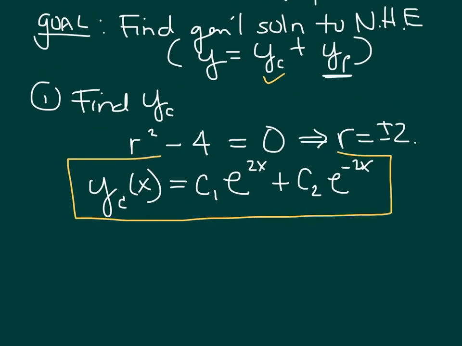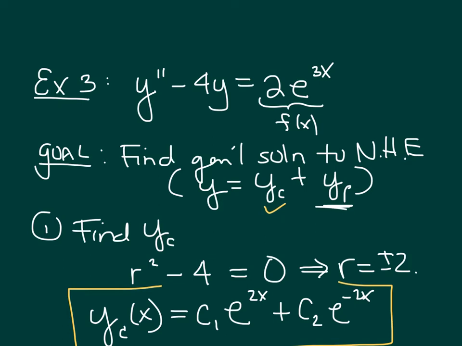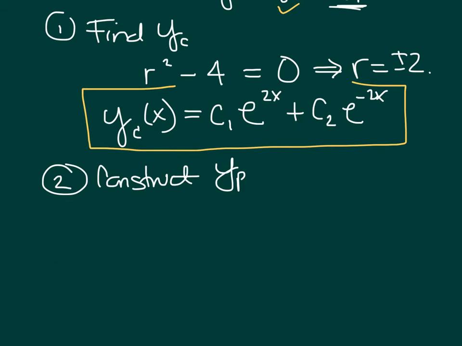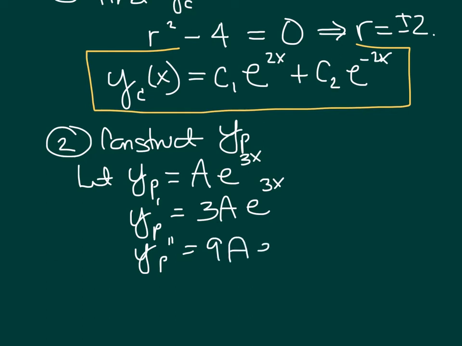And now I want to construct this y sub p. And again, we want the same form as our f of x. So we have 2 times e to the 3x. So we have this exponential function, so we can use some constant times e to the 3x. So we can choose y sub p to be a, for the constant, times e to the 3x. Well, if we differentiate this, we get 3a e to the 3x, and then differentiate again, we get 9a e to the 3x.